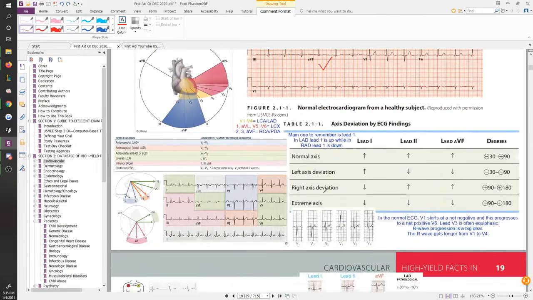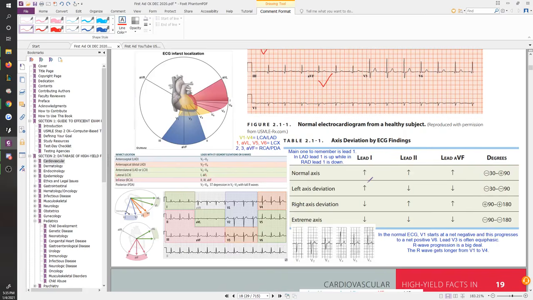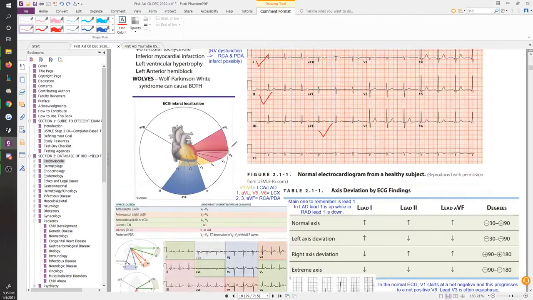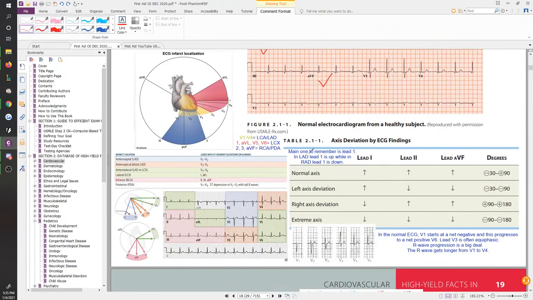But definitely revise this, right? Revise this table and revise your Rad-Ralph and Lad-Villa mnemonics. To memorize this table, the main one to remember is lead 1. In LAD, lead 1 is up, while in RAD, lead 1 is down. The other leads, 2 and AVF, are opposite to whatever lead 1 is doing.